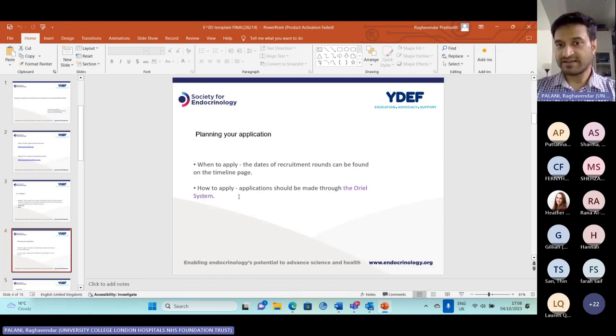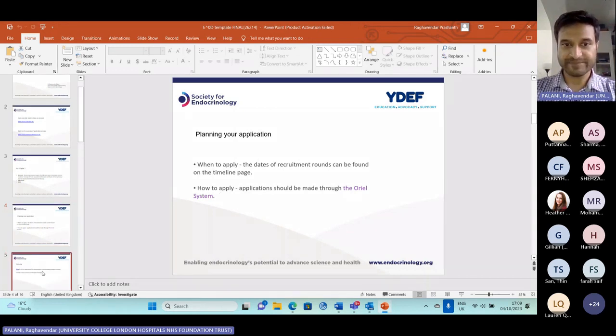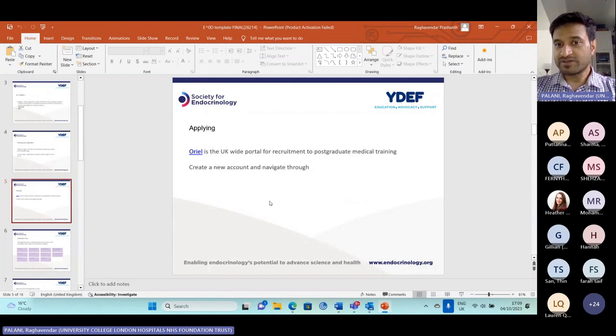So it's important that you keep that in mind, because sometimes there will be 0 seats available in round 2. And again, like I mentioned before, you need to go to the Oriel website to make an actual application to get into the training. Oriel is a UK-wide portal for recruitment to postgraduate medical training. So create an account and navigate through, and you will get an idea of how this website works.